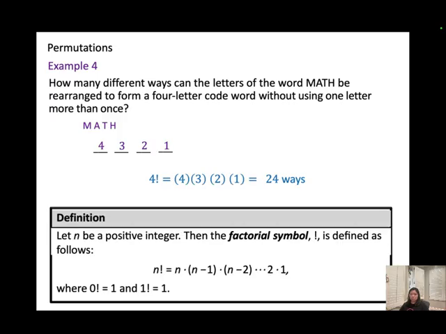Let n be a positive integer. Then the factorial symbol is defined as follows. n factorial means I'm going to do n times n minus 1 times n minus 2, until you multiply 2 and then 1. That's why 4 factorial means I'm going to do 4 times 3 times 2 times 1. And keep in mind that 0 factorial is also equal to 1. 1 factorial is also equal to 1.